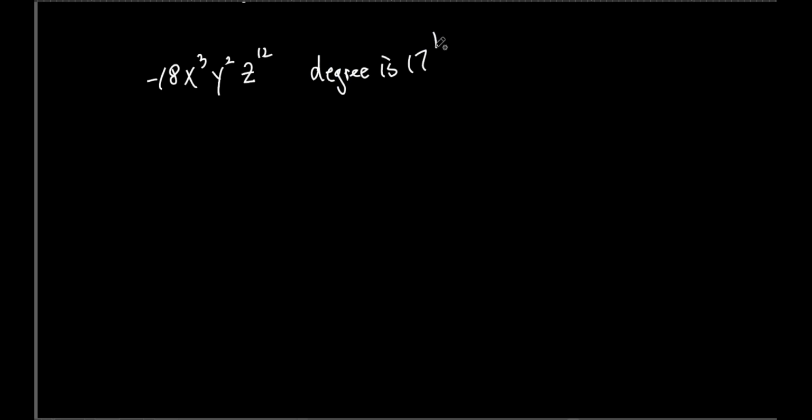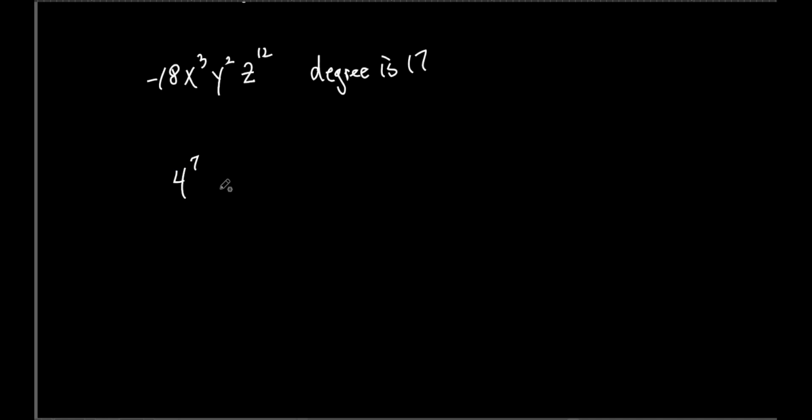Sometimes they'll say it's a 17th degree polynomial, but you could just say the degree is 17. That's fine. 2nd degree polynomial, 5th degree, 8th degree polynomial. You'll see that written like that every once in a while, okay? Let's do a couple more, because these are a little bit different.